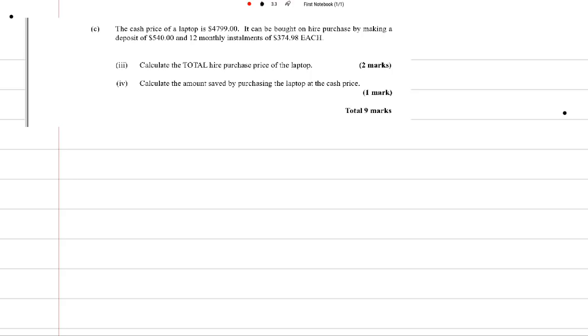People take out things by hire purchase because they might not have the money right away. And hire purchase allows you to take the goods and pay for it over a period of time. All right, let's go.